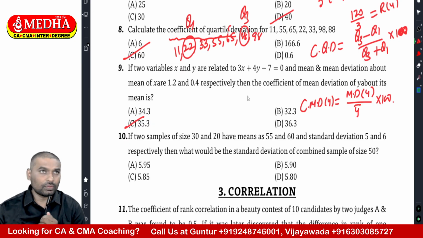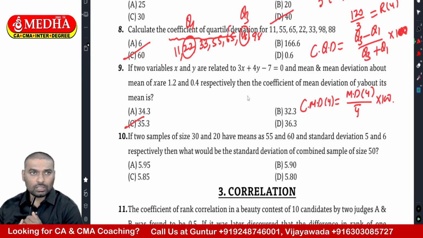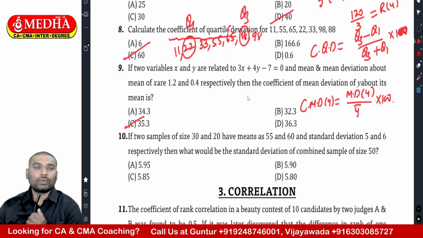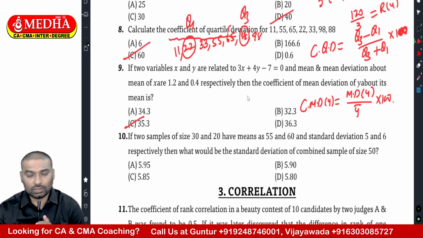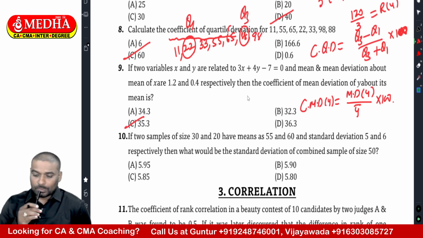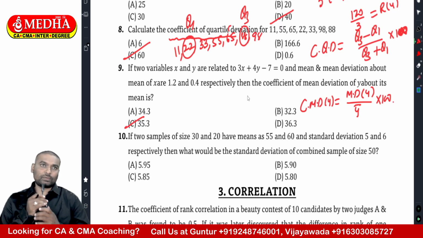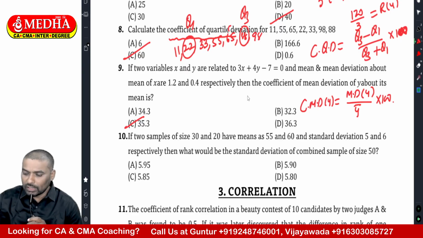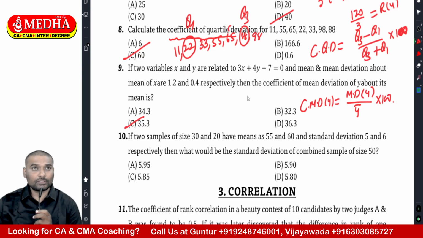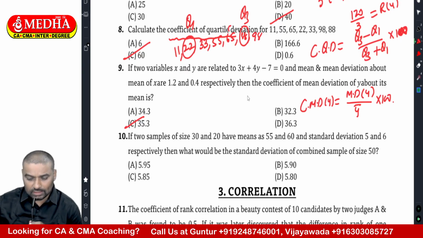First y bar, how to calculate y bar? 3x bar plus 4y bar minus 7 is equal to 0. Writing the mean of x, we get mean of y. Similarly, MD of y means 3 into MD of x plus 4 is equal to 4 into MD of y. If we substitute the 0.4 value in place of MD of x, we get the MD of y value. That MD of y divided by y bar into 100. Then we get coefficient of mean deviation about mean of y, that is 35.3.